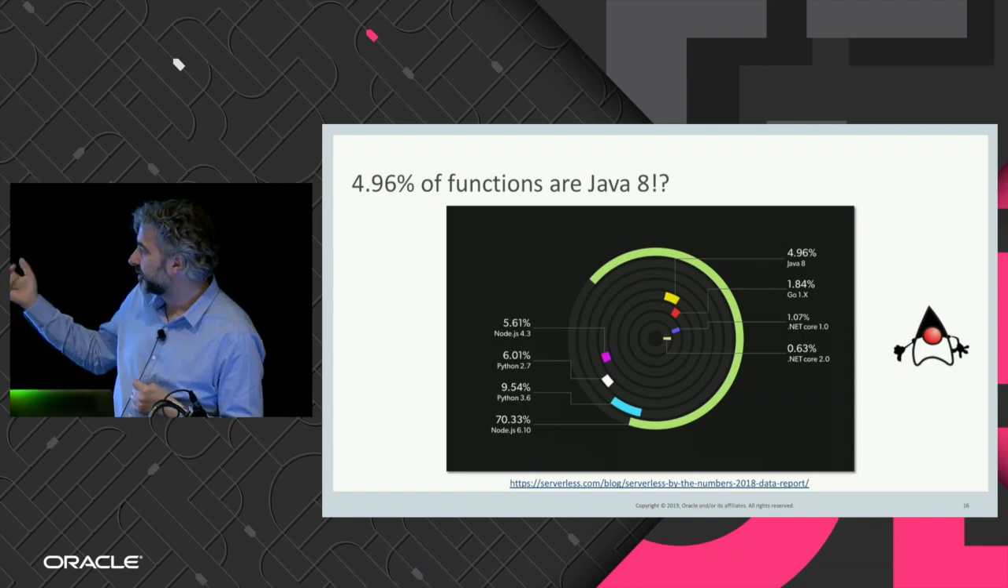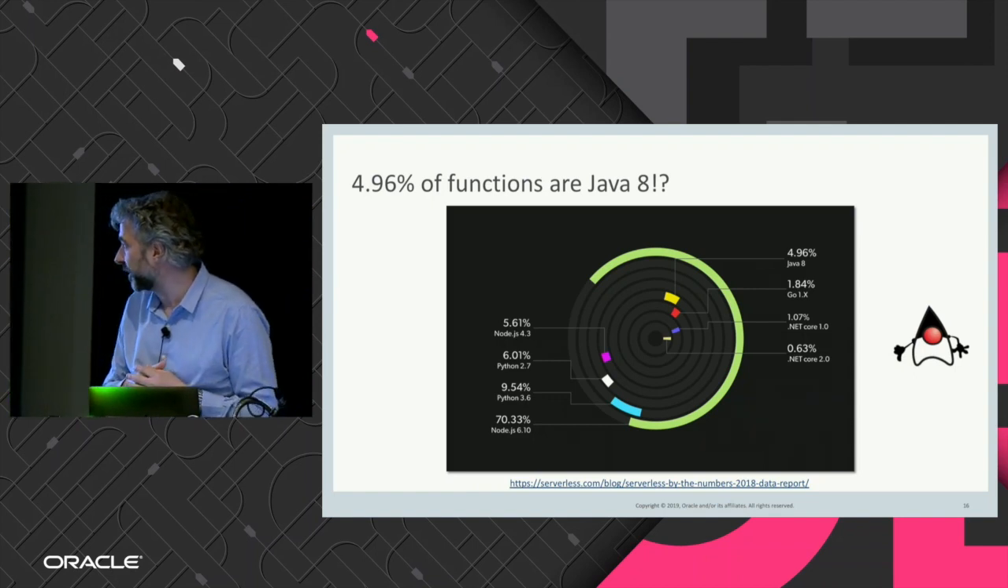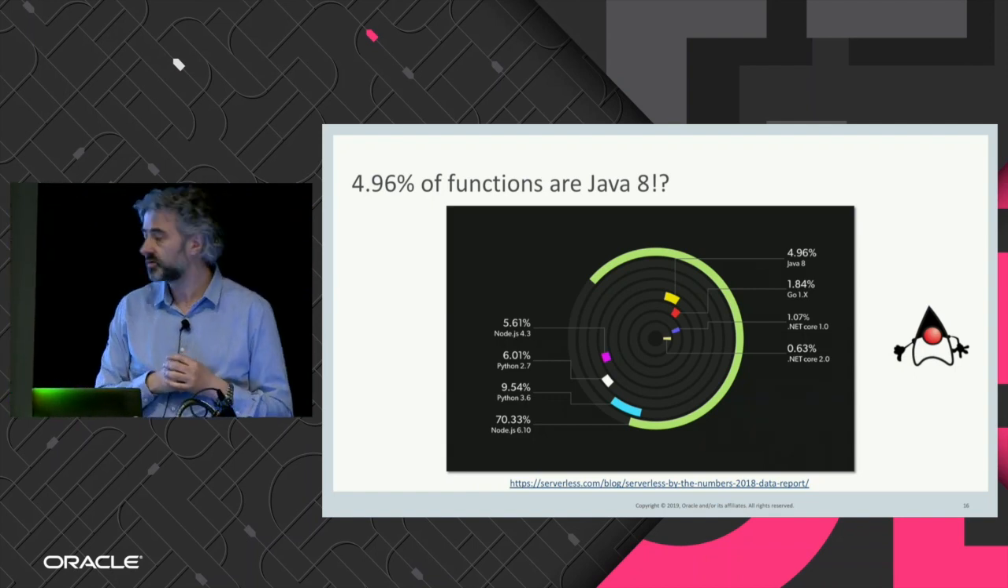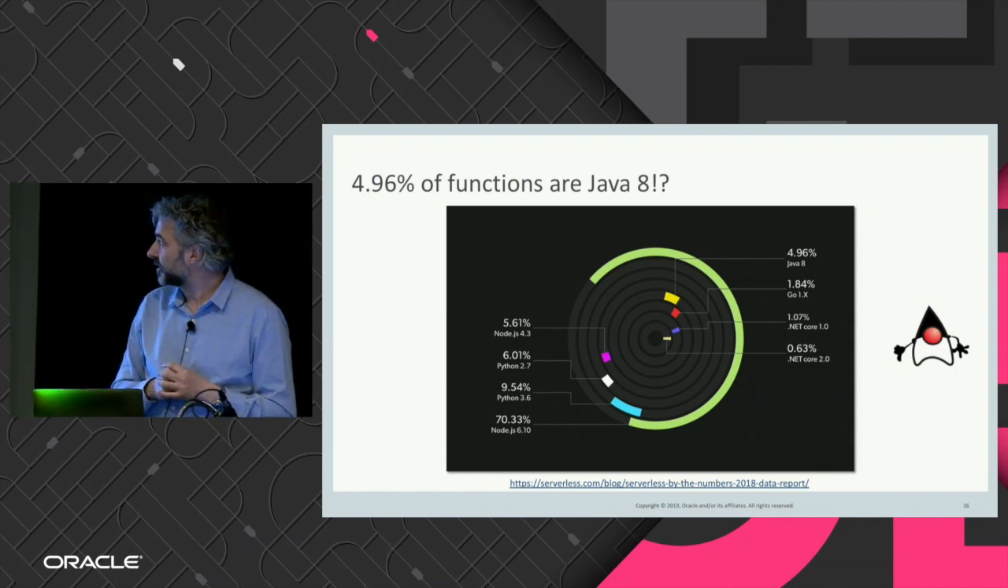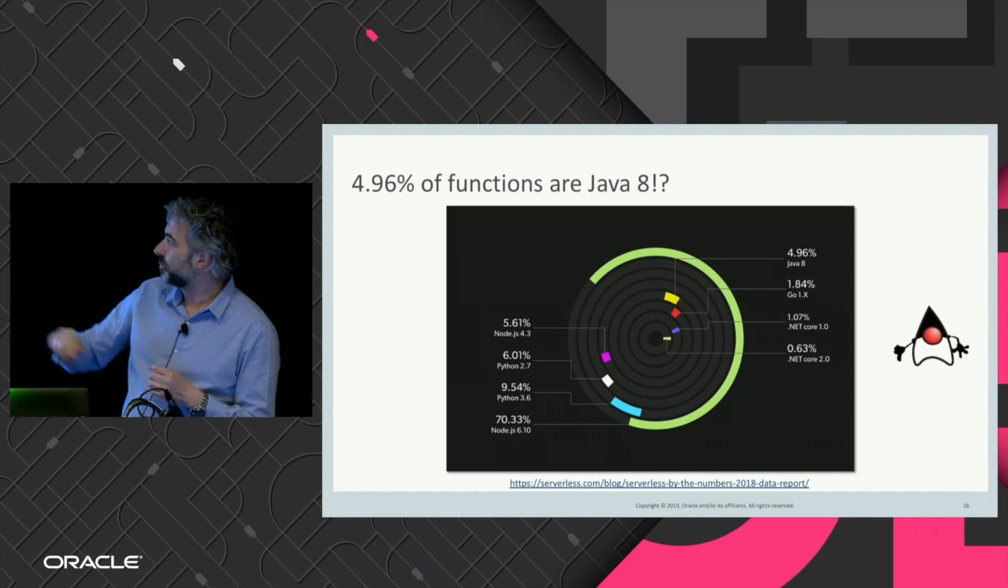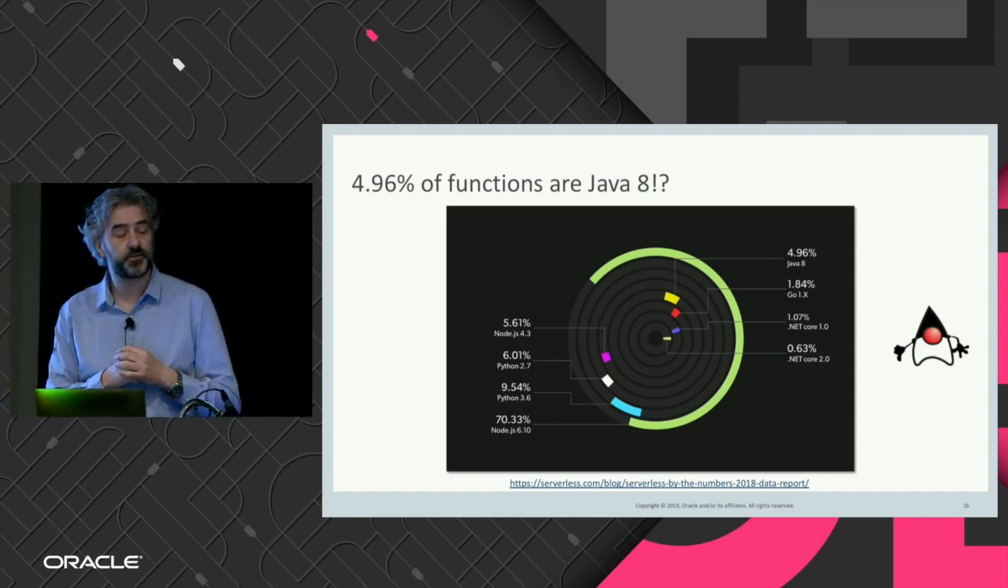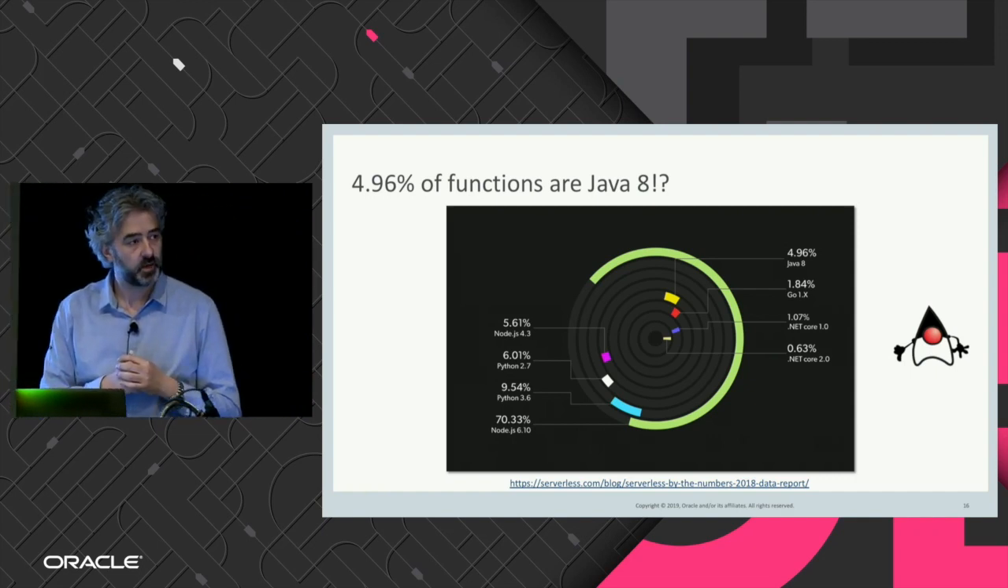We then have Python, let's see, Python 3.6 and Python 2.7. If you add those two, 50%. And Java, it's basically this small yellow box at the top, which is not even 5%, and it's Java 8.